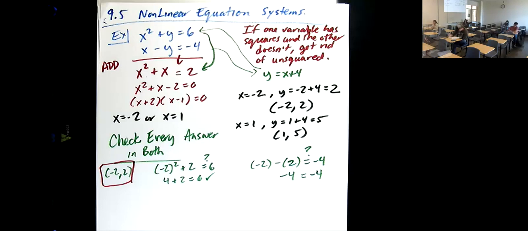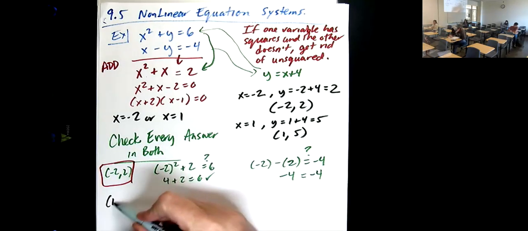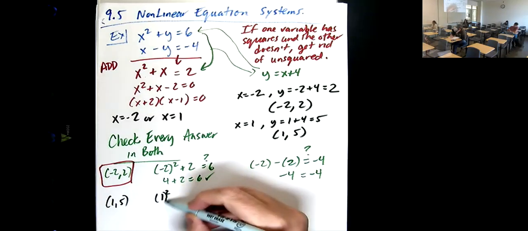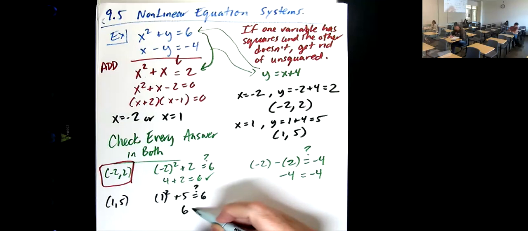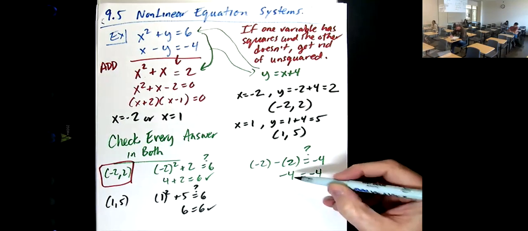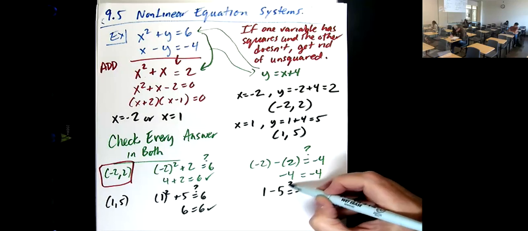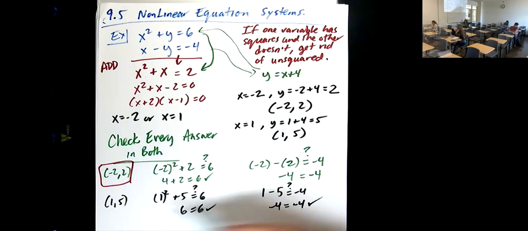If you check the same thing on 1, 5, you should see that it works. 1 squared plus 5, does that equal 6? Yeah, 6 equals 6. And does 1 minus 5 equal negative 4? Yes, it does. So both answers work.